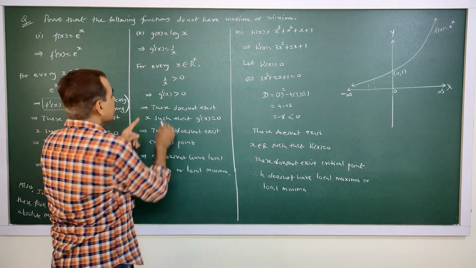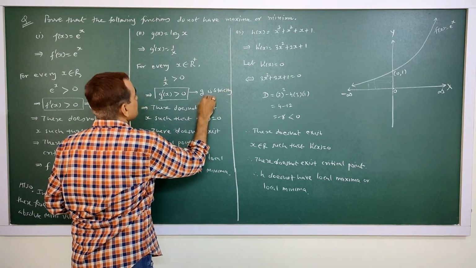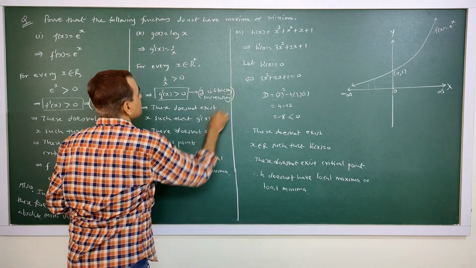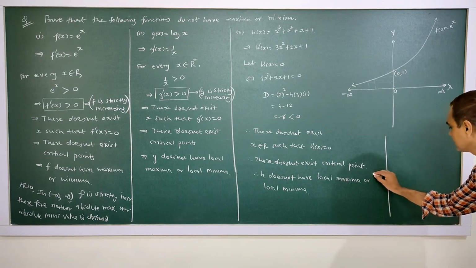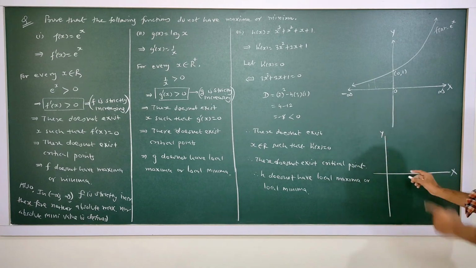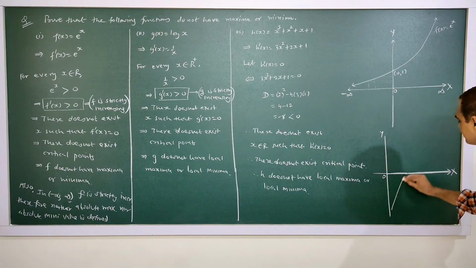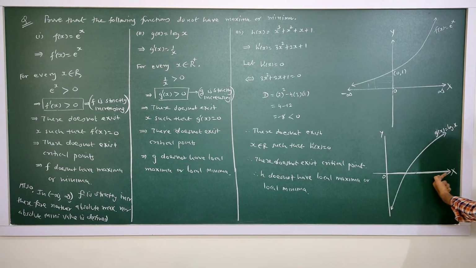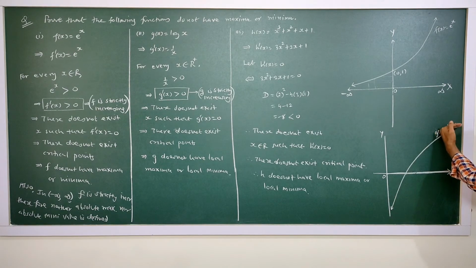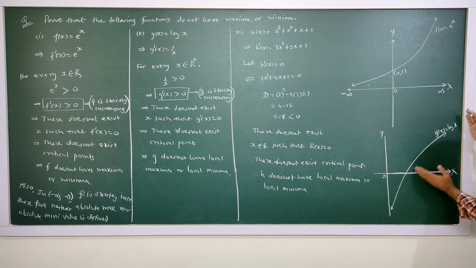Same thing is happening here. g'(x) is more than 0. That means this function g is strictly increasing. See, the graph of log x. This is the x axis, this is the y axis. The domain of log x is 0 to infinity. Log is defined on this positive part. Its graph will be like this. This is the graph of g(x) equal to log x. And here you can see that as x increases, the function is going up and up. On this side, lowering down. So no ends. So neither absolute maximum nor absolute minimum.